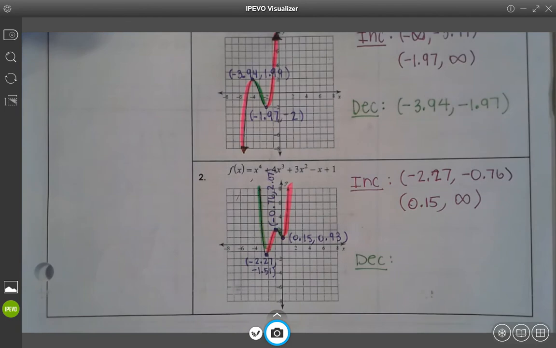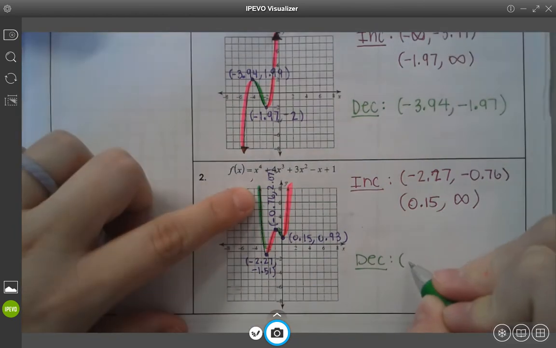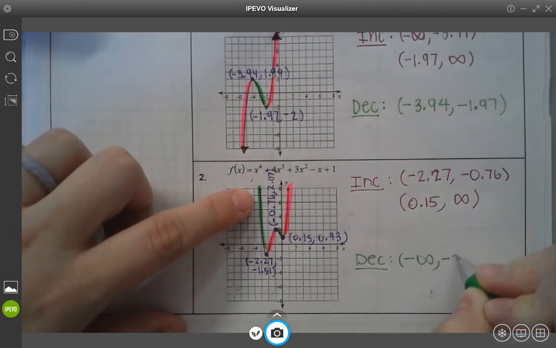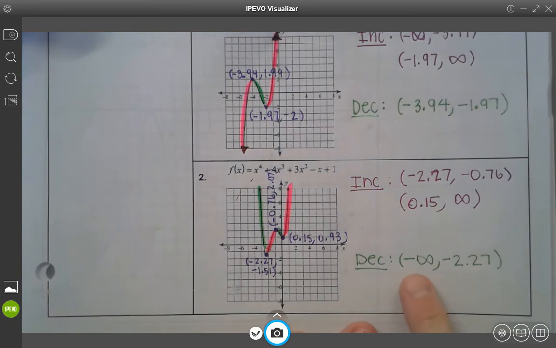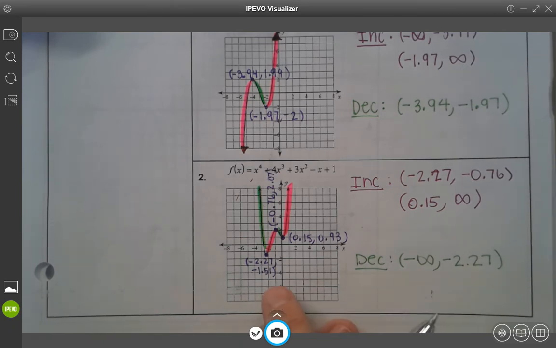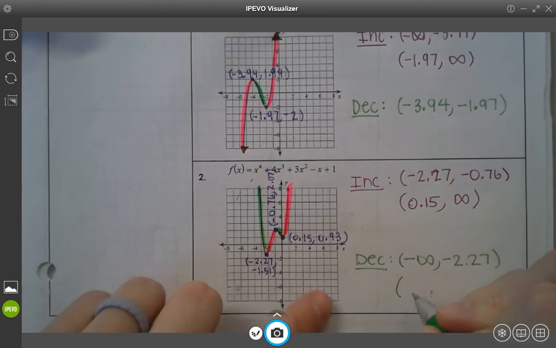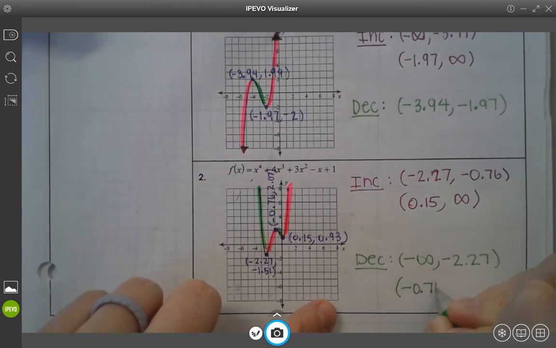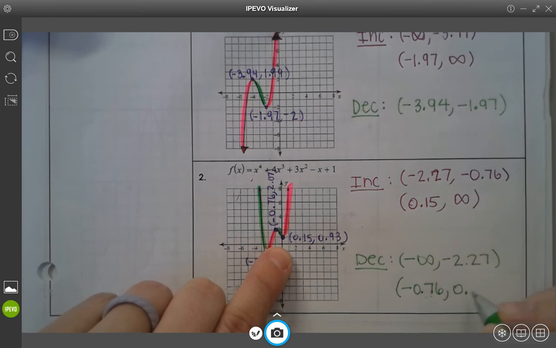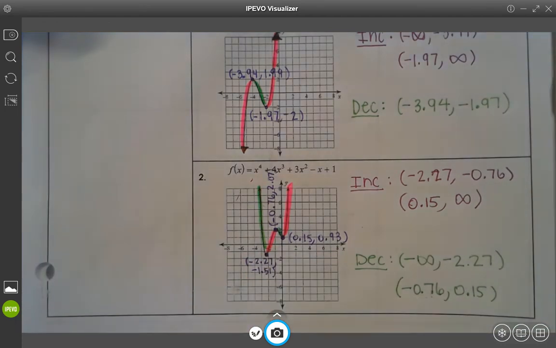Try the decreasing interval. All right, decreasing, your first one should be negative infinity to negative 2.27. We use negative infinity because it's on the left. Yes, I know it points up, but that's not what we're looking at. It's on the left. And then the other decreasing starts at negative 0.76, and then it ends at 0.15. Are there any questions?